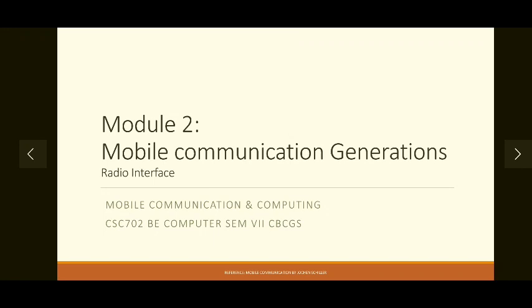In the last video, we saw the architecture of GSM. In that architecture, we saw that in the entire system, there is only one connection which is wireless. That connection is between mobile station and base transceiver station. It is the only connection which is wireless. Apart from it, every other connection has a wired connection.